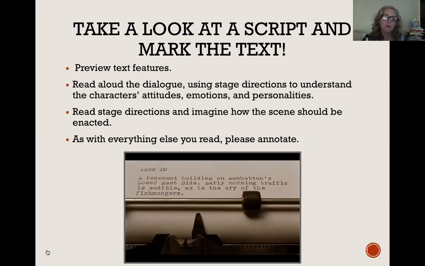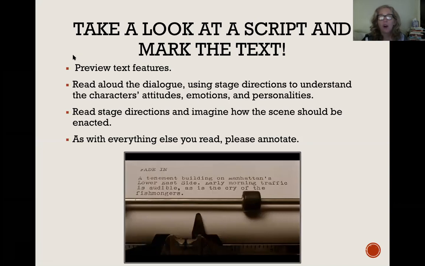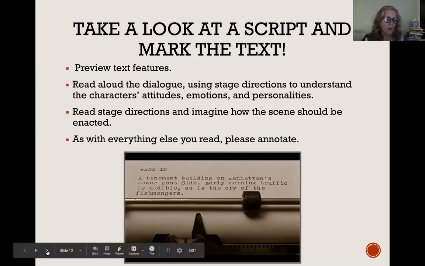So let's take a look at the script. As a reader of a play, we want you to mark or annotate the text. But it's a good idea to start by previewing the text features, and see how many acts it has, how many scenes it has, who the characters are, etc. Sometimes there's lots of characters, sometimes there's very few. If you're able to read aloud the dialogue using stage directions to understand the characters' attitudes, emotions, and personalities, that's a good thing. Read the stage directions and imagine how the scenes might be enacted. And then, as with everything else, again, we want you to annotate.